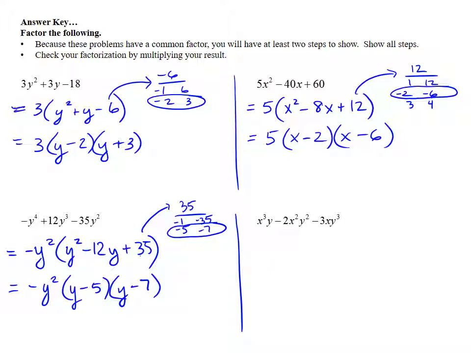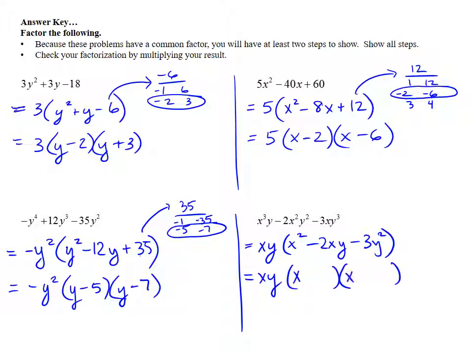Last example, there is an x in common in each of these terms. There's also a y in common, so I'm going to take an x and a y out. When I take it out of the first term, I get x squared. Out of the middle term, minus 2xy, and out of the last term, I have negative 3y squared left. So my xy stays out front. I'm going to have the product of two binomials. X squared goes to x and x. The y squared is going to go to the outside.